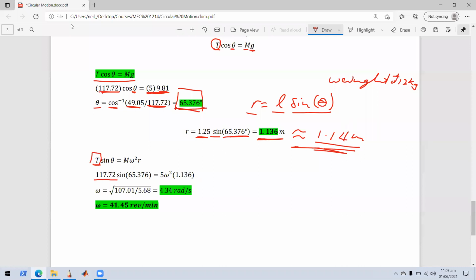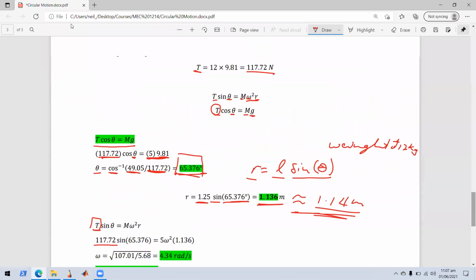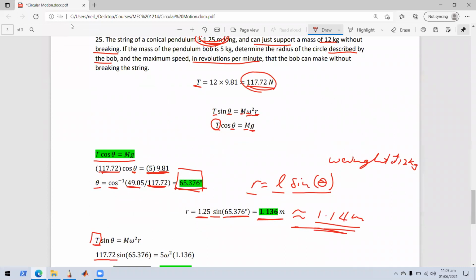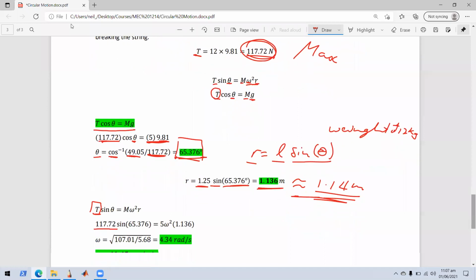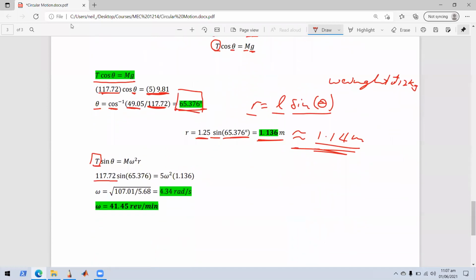That 1.17 at 170 newtons, they found up here, right? That max tension. So this omega here is max velocity. Okay, good. Now solving this, plug in the value for T.